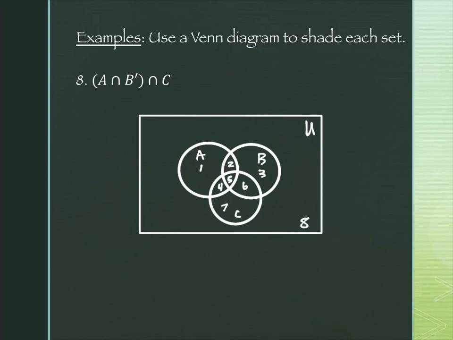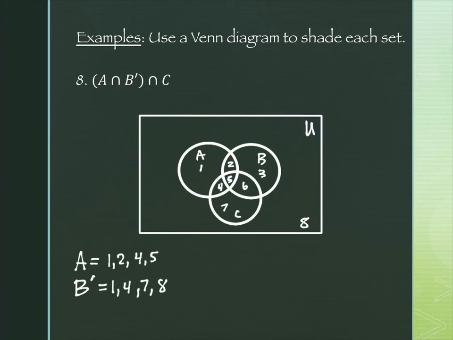Okay, inside parentheses. The process always goes in the same order. We start inside the parentheses. I have A. So what numbers are inside of circle A? 1, 2, 4, 5. We did that one before. Now it doesn't say B, it says B complement. B complement means what? All of them that are not in B. So what numbers are not in B? Yeah, 1, 4, 7, 8.